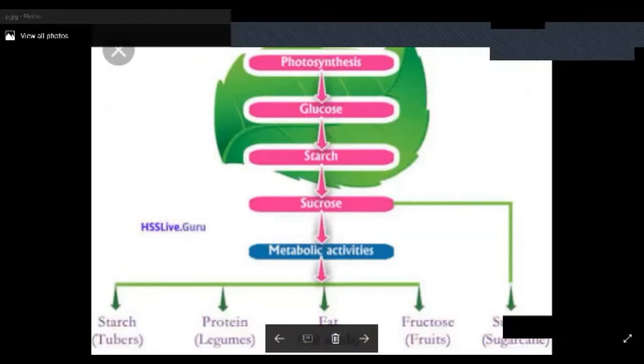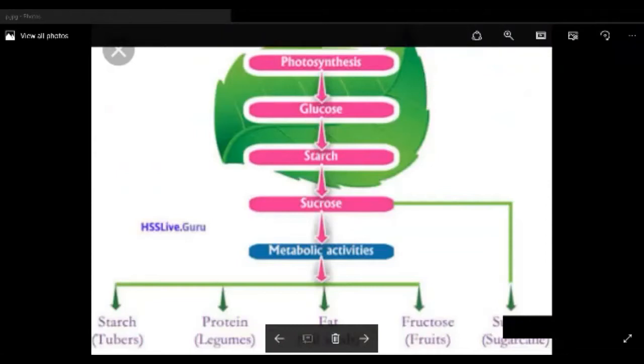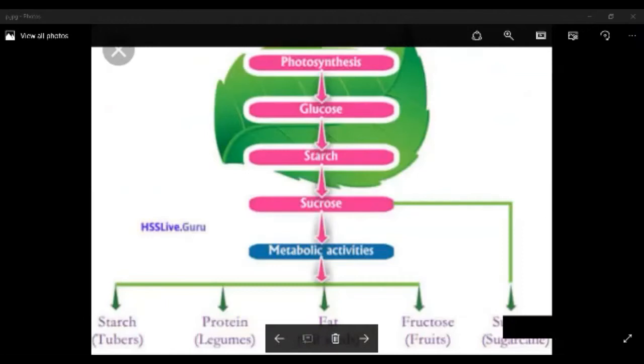After photosynthesis, the byproduct is glucose. But that glucose cannot be stored as such in the leaves because glucose is easily soluble in water. So it cannot be stored as glucose itself. So that glucose is converted into starch. But in the form of starch also it cannot be stored as it is, because starch is insoluble in water.